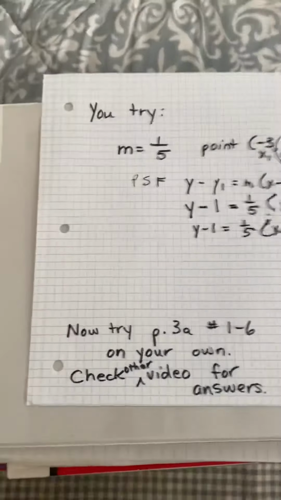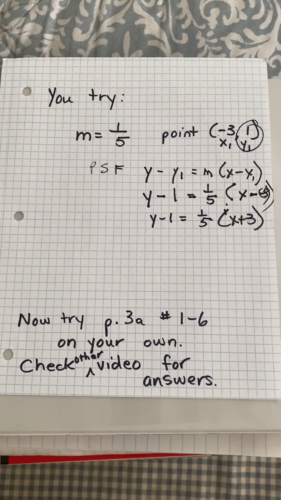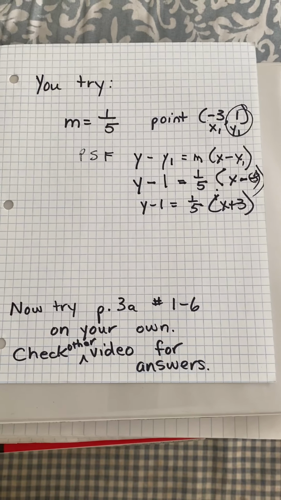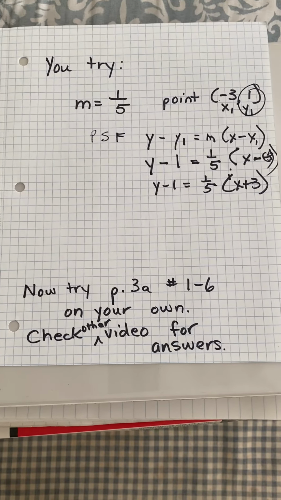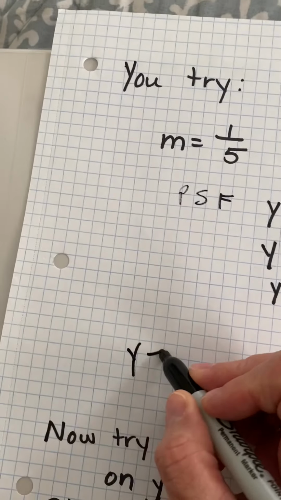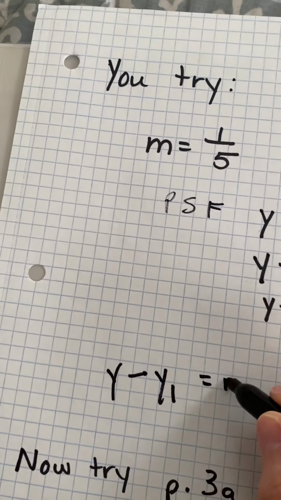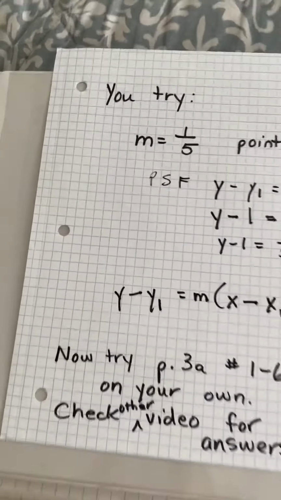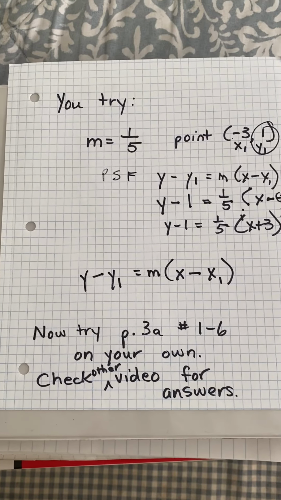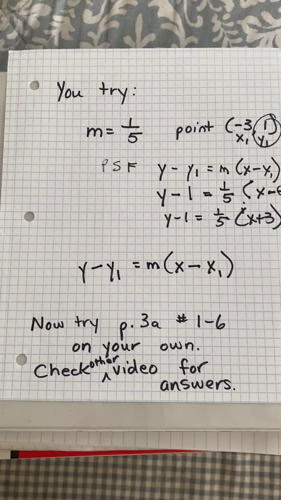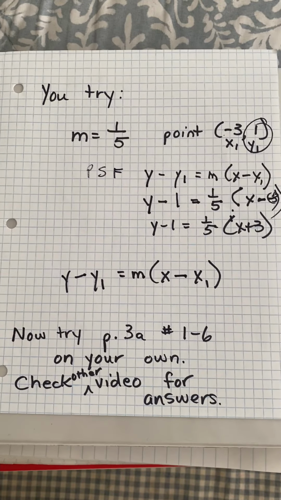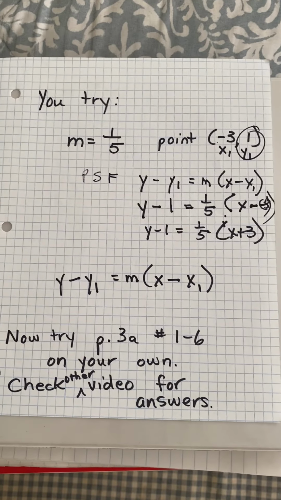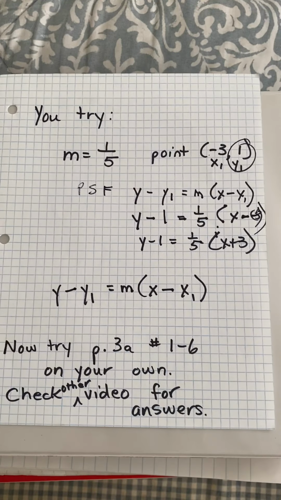Okay, so now what I want everybody to do is turn to page 3A. You're going to try to do number 1 through 6 on your own. You're given a point and a slope. So you're going to write y minus y sub 1 equals m times x minus x sub 1. You're going to label your point x sub 1, y sub 1, and your slope as m, and you're going to plug in. Okay, there is a video on the bottom of 3A that you can then play to check your answers. Okay, so everyone now stop. Well, this video is ending. You're going to go to page 3A and do number 1 through 6.